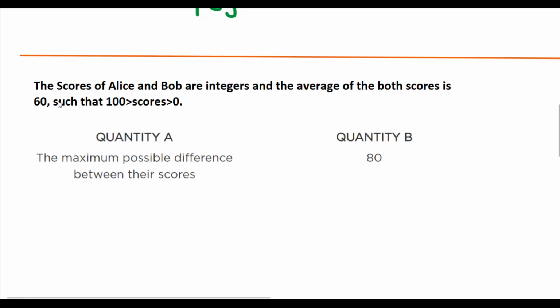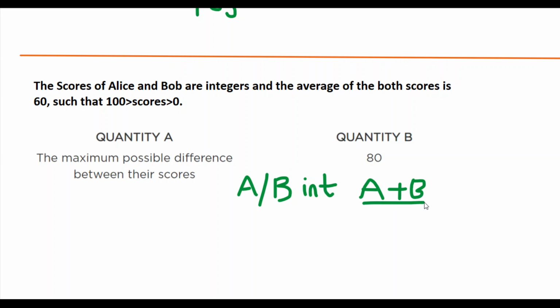Okay, the score of Alice and Bob are integers. So there are two people, Alice and Bob. And let's say A represents the score of Alice, B represents the score of Bob, and both scores are integers. Okay, cool. And the average of both scores is 60. Okay, so if you sum them up and divide it by 2, their average is 60.